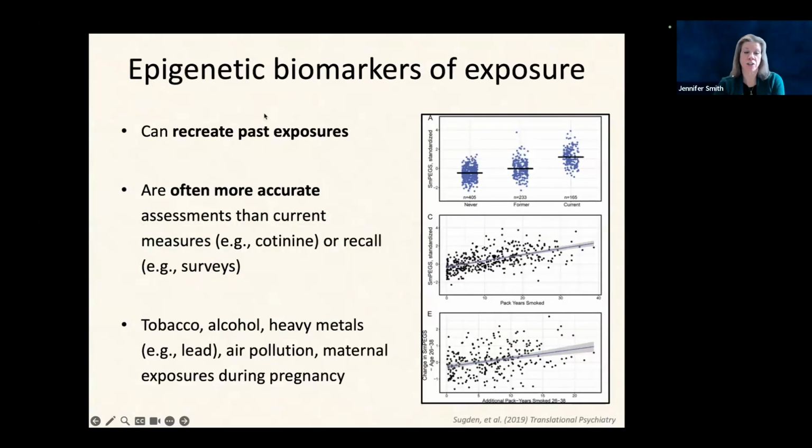Epigenetics can be really great biomarkers of exposure. It can help you recreate the past, right? Sometimes they're more accurate than current measures. So if you measure someone's blood cotinine level, so that's a measure of nicotine in the blood, basically, or their recall of smoking behavior from surveys, you can actually do a better job of recreating their past smoking history by looking at their DNA methylation. It's the same thing for environmental exposure. Some of these heavy metals, air pollution, maternal exposure during pregnancy, there are CpG sites that track that stuff very, very well.